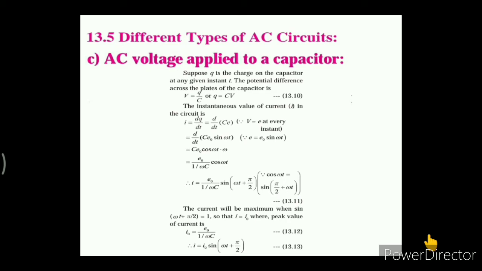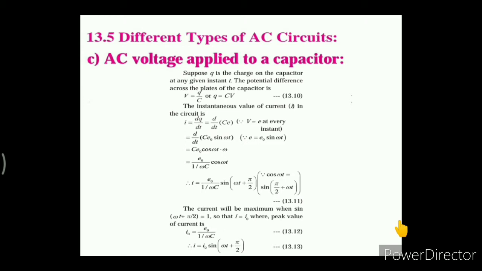Now the instantaneous value of the current I in a circuit is defined as the rate of flow of charges in the circuit. So for the instantaneous value of the current I, when dq charge flows in an interval of time dt, we can say that I is equal to dq upon dt. As q is equal to CV, we can write it as d upon dt of CV there.